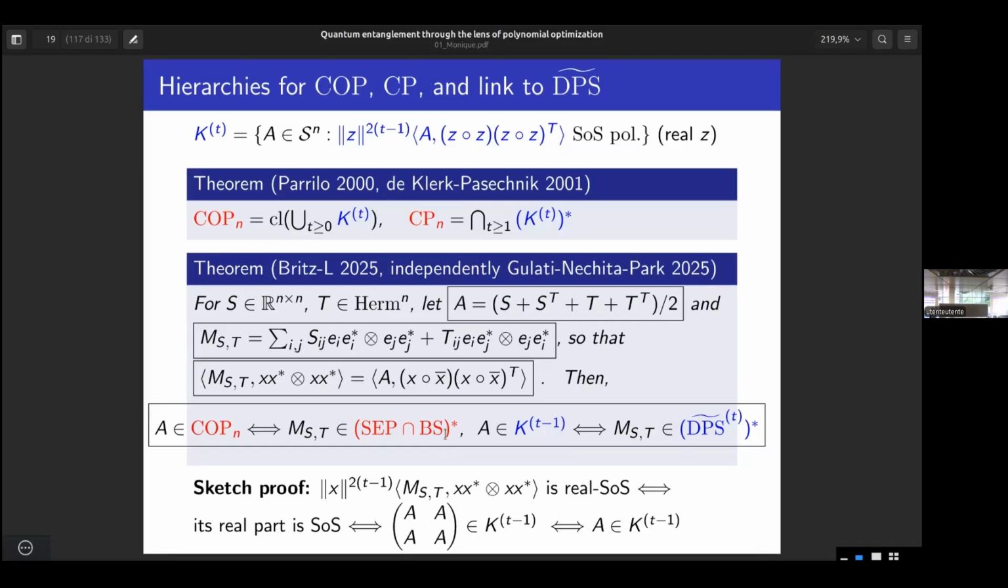And the proof, the essence is here. It's going from this polynomial, which is a sum of squares. It's a complex polynomial in x and x bar. It's a sum of squares if and only if its real part is a sum of squares. Now we're already in real polynomials. You end up with this matrix showing the form K_t and so on.